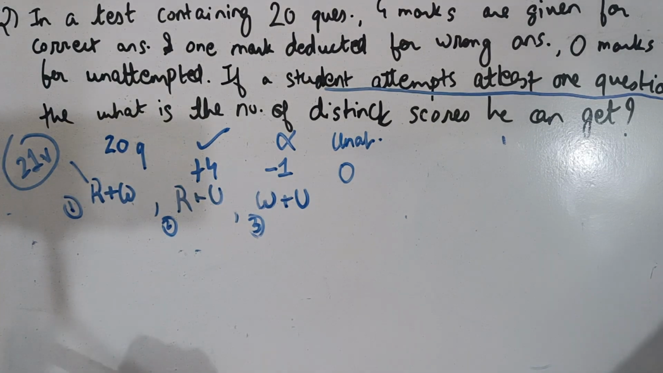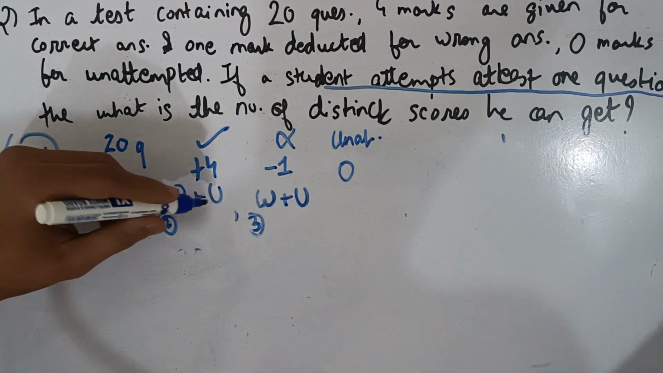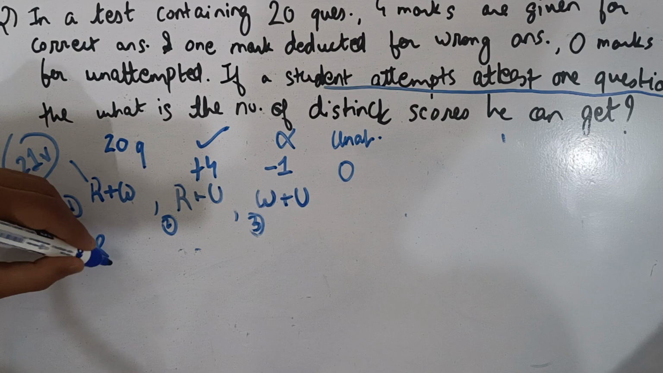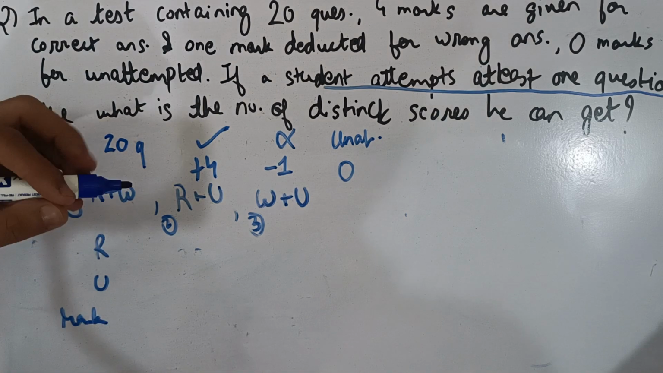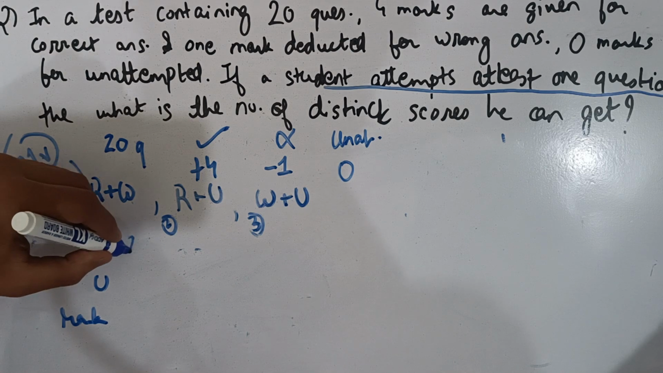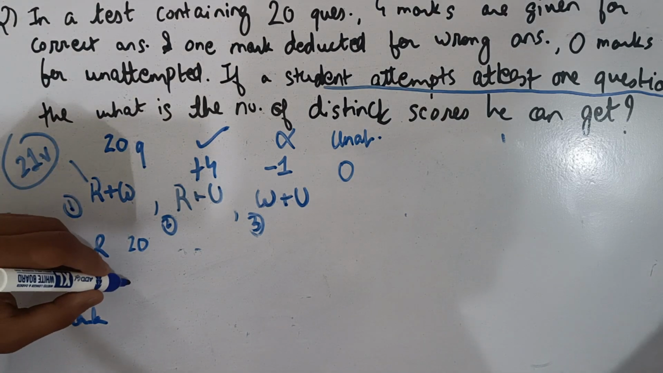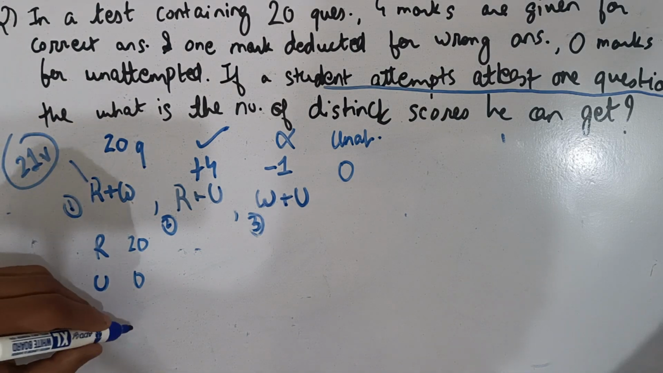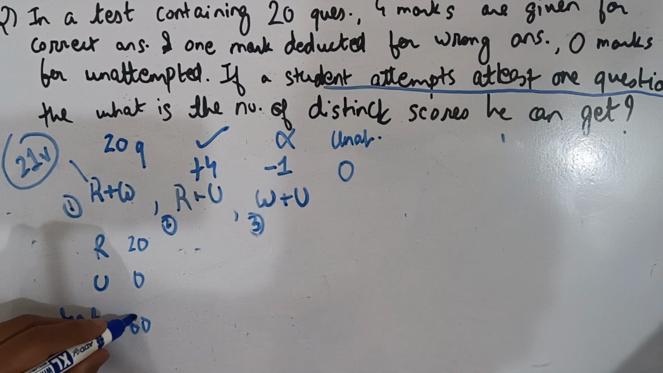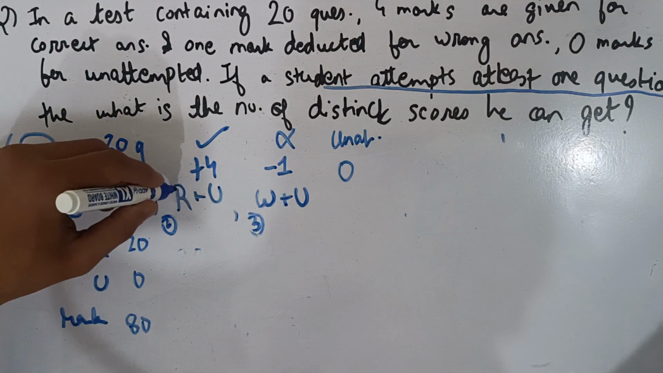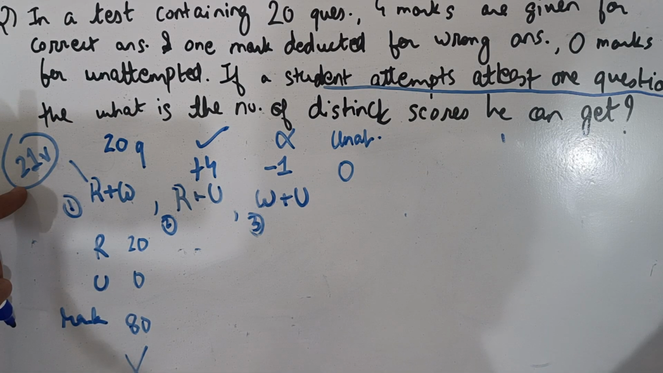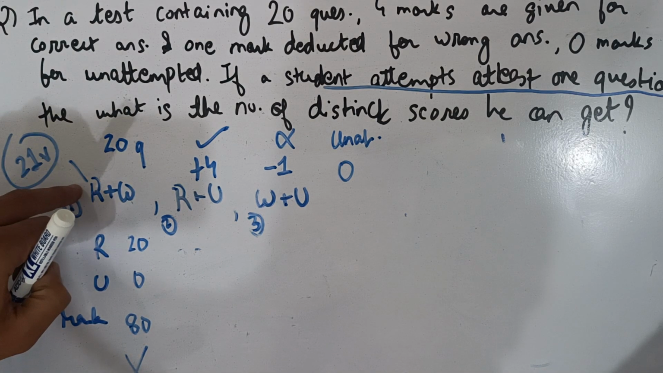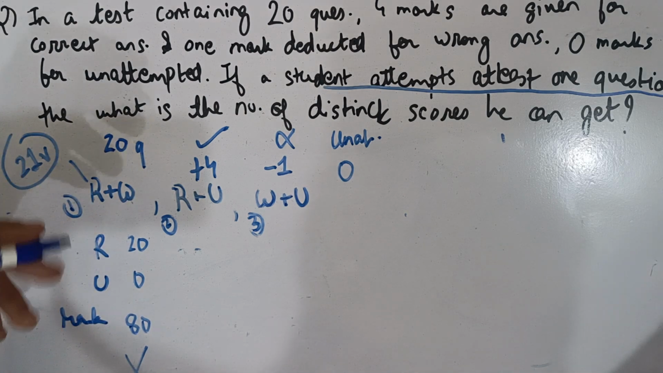In the second condition, we took right plus unattempted questions, that is, right questions, unattempted questions, and the marks he gets. If he does all the questions right and 0 questions are unattempted, he gets 80 marks. We'll not take this value in this case, because we have already considered it, that is, all questions were right and 0 were wrong. So we'll not consider this value.